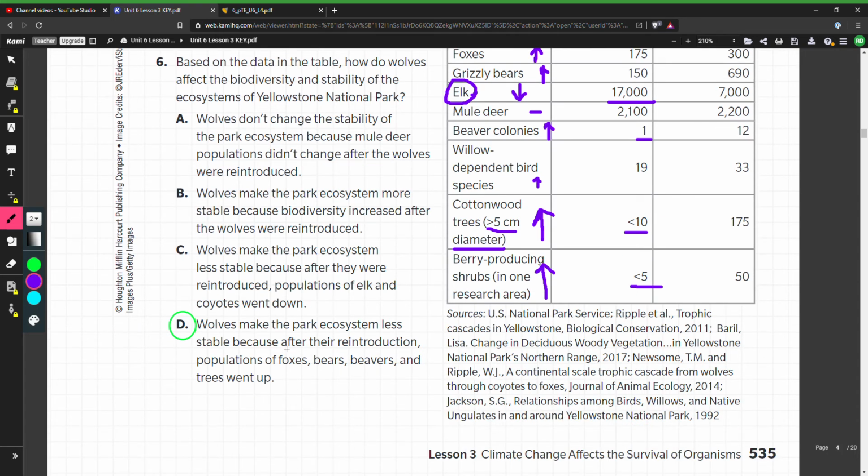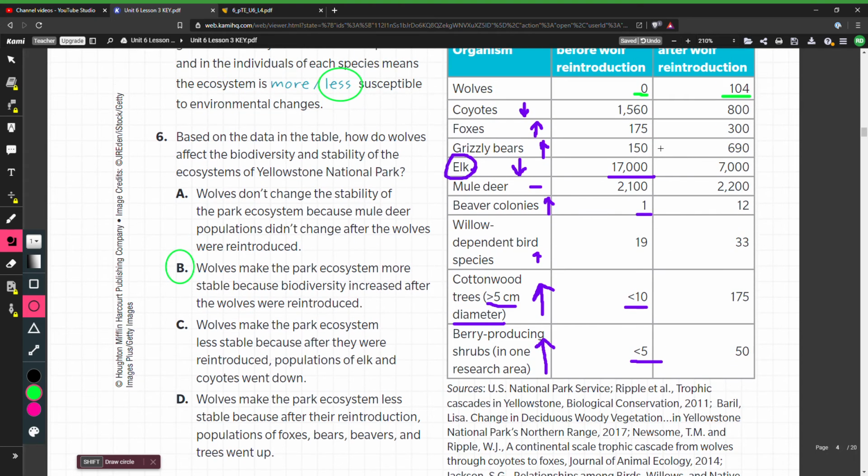And so, wolves in the park make the ecosystem less stable? This is not the right one. I don't know why. No, that's all right. Wrong. I don't know why I circled that because it's definitely not the right answer. So wolves make the park more stable because biodiversity increased after the wolves were reintroduced. This first one isn't true. They don't change the stability of the park. They definitely changed the stability.